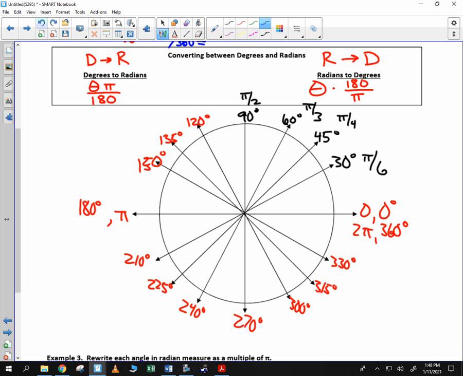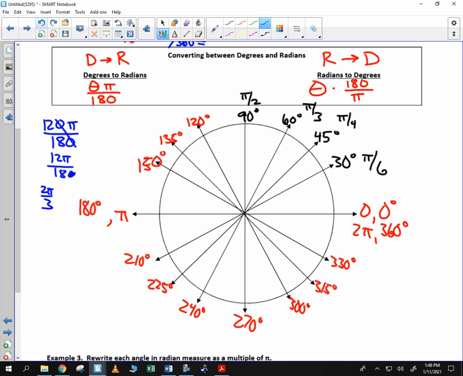So I would like to convert 120 into radians. You can take 120 times pi divided by 180. That will work every single time. Notice you can cross off the zeros. We get 12 pi over 180, or 12 pi over 18. Both are divisible by 6, so you get 2 pi over 3.